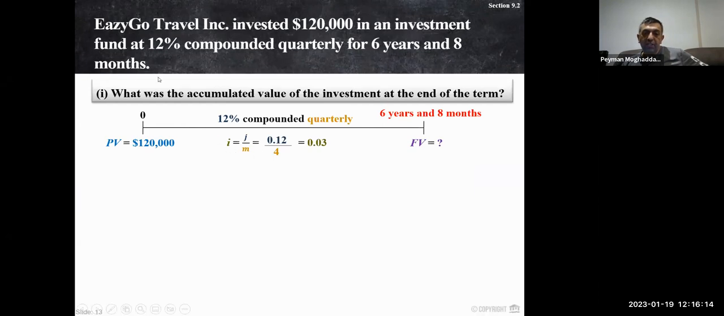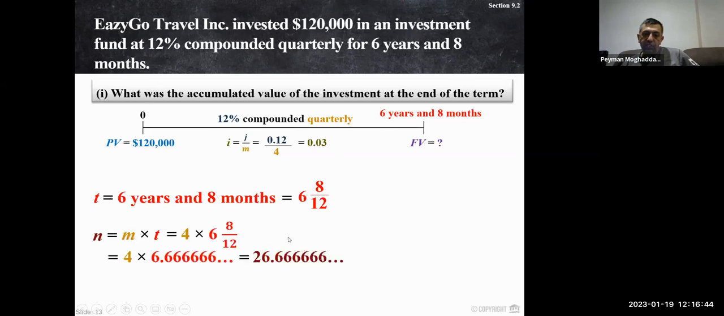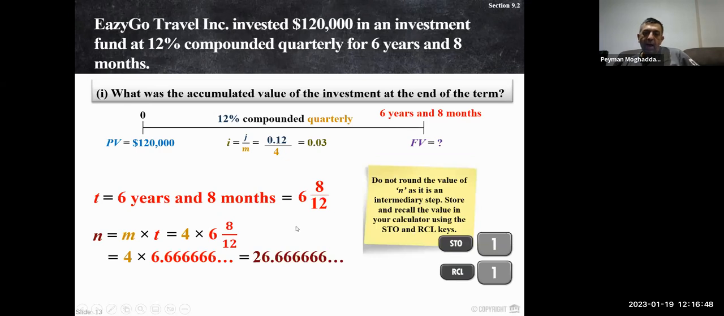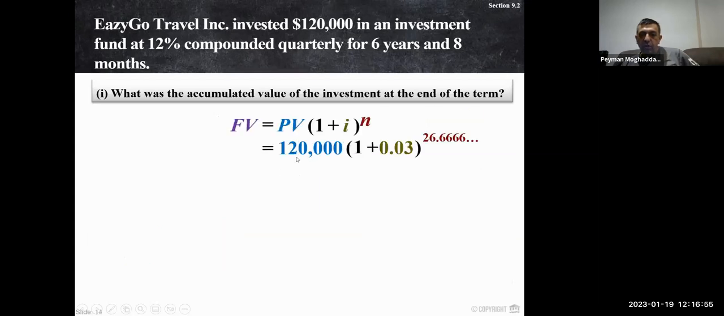So the periodic interest rate I is going to be the nominal interest rate divided by the compounding frequency, which is 0.03. And then you have time, 6 years and 8 months, 6 and 8 over 12, which is going to be 6.666. And n is going to be m multiplied by t, the compounding frequency 4 multiplied by t, 6.666, so it's going to be 26.666. And now we have basically the equation: 120,000 multiplied by 1 plus 0.03, which is I, to the power of 26.666.